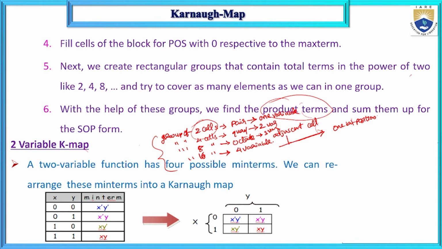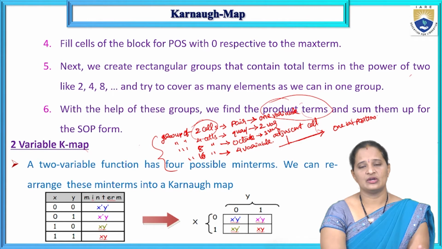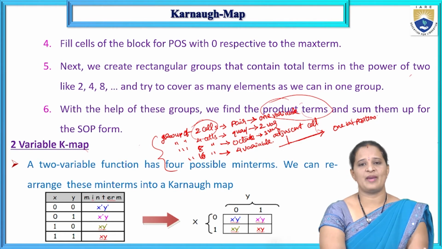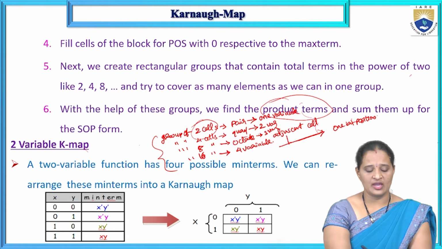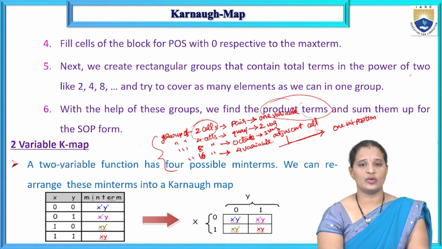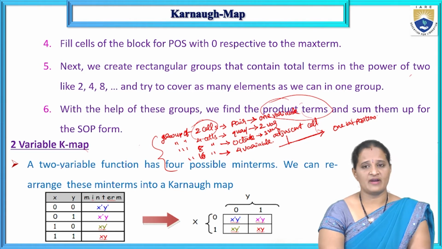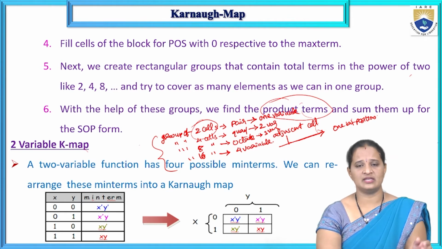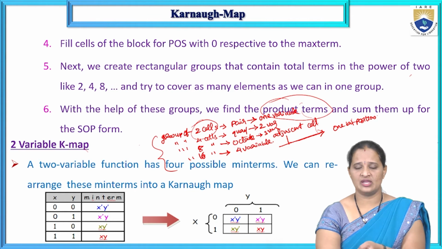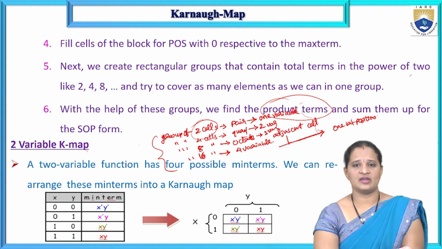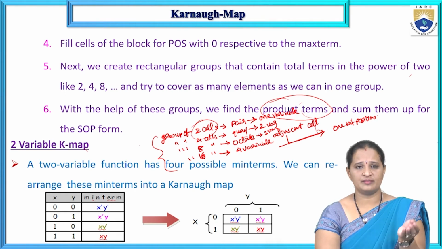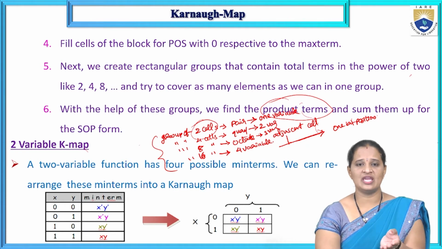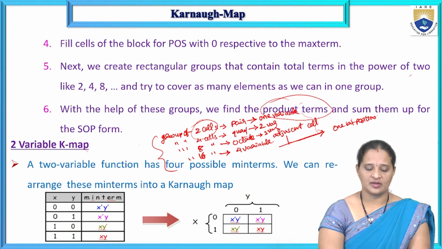Now let us see how we can draw the K-map. As I told you, depending on the number of variables, the K-map will be varying. So first of all, let us consider a 2 variable K-map. The function may have n number of variables. That is, it may have 2 variables or 3 variables or 4 or 5. So depending on the number of variables present in the function, the K-map will be varying. First we'll see how to draw the 2 variable K-map.